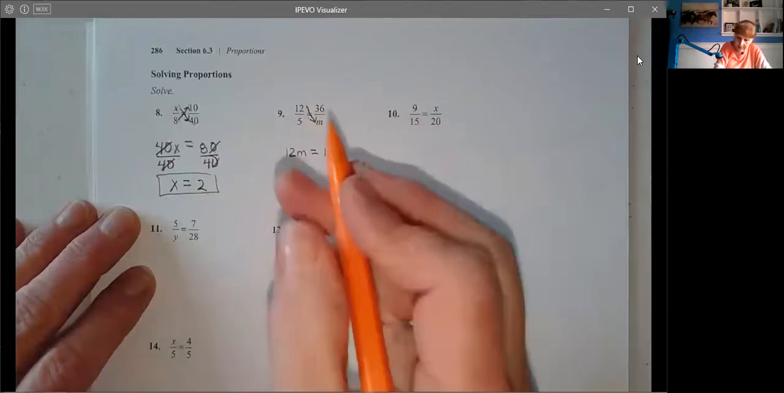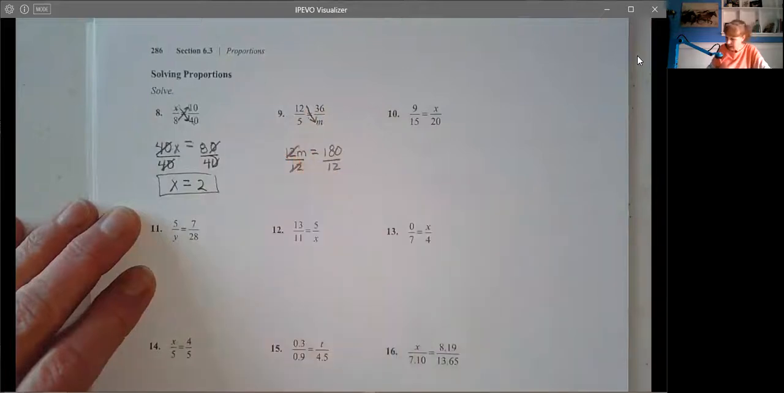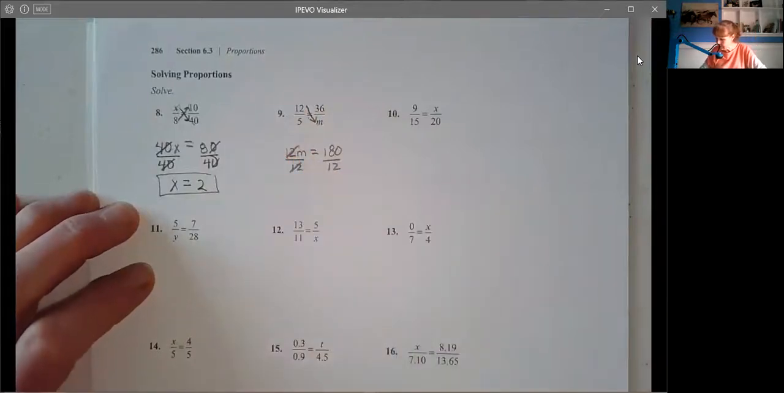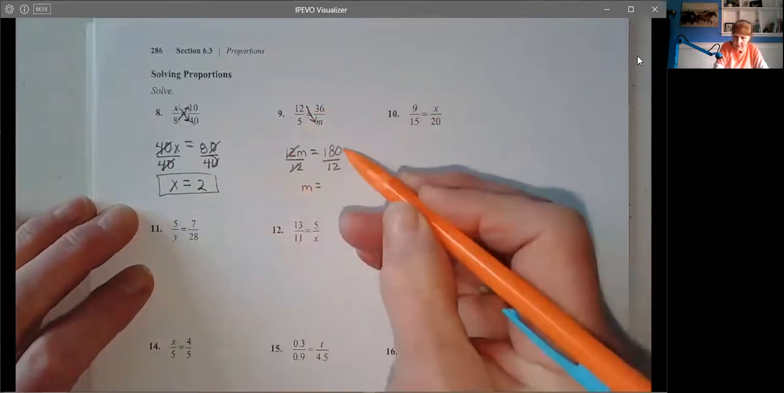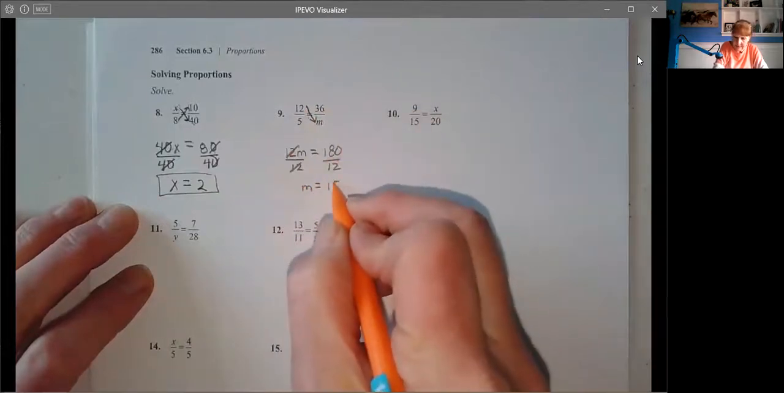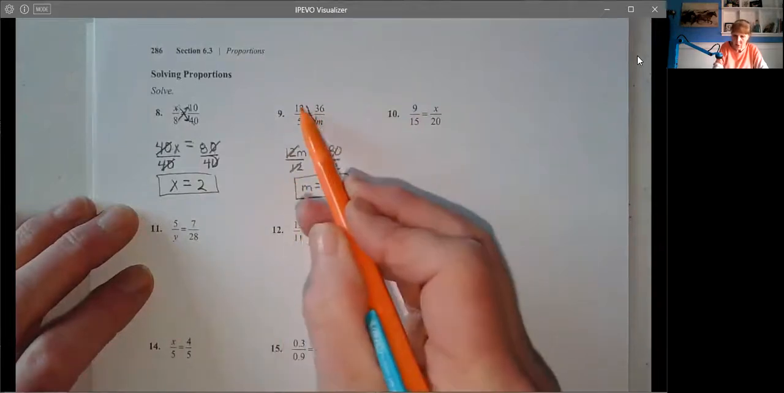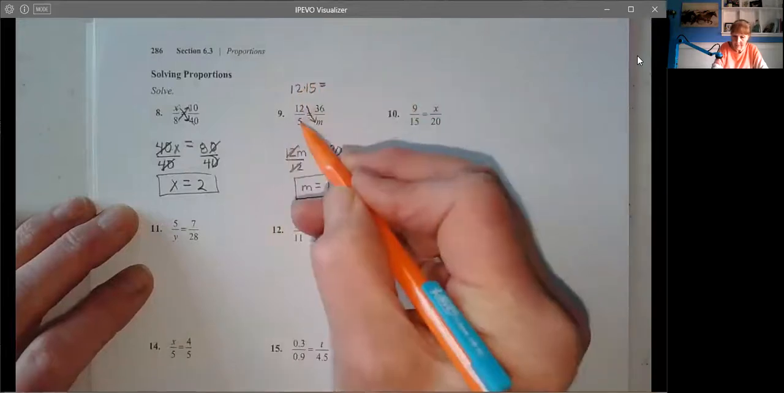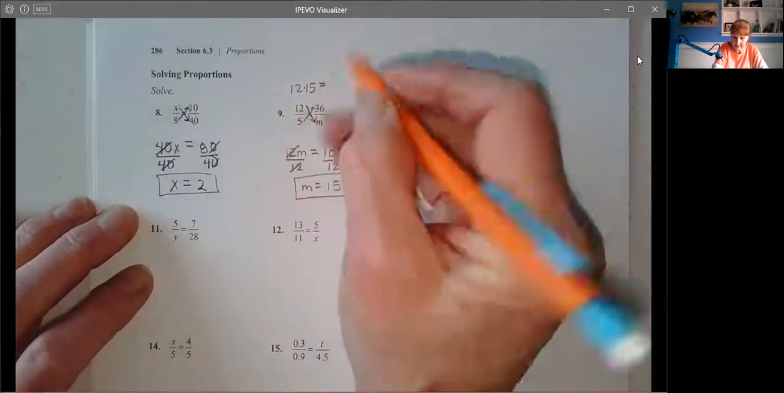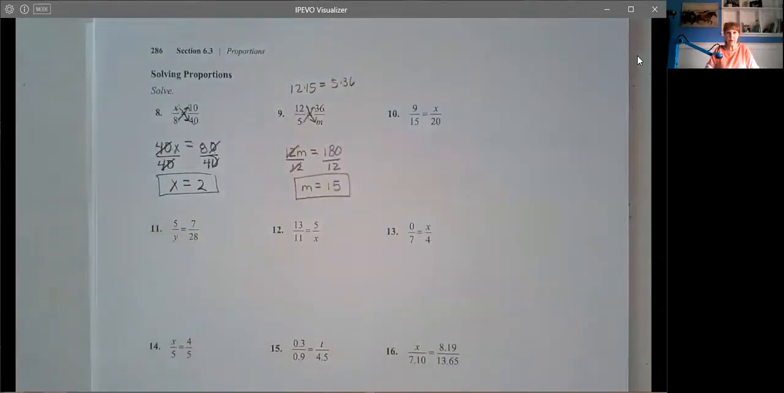All right, then we divide by 12. And let me just take, I just don't want to leave you guys astray. So m, 180 divided by 12 is 15. So 12 times 15 should equal 5 times 36. And it does. You get 180 equals 180 when you put it back in to check.